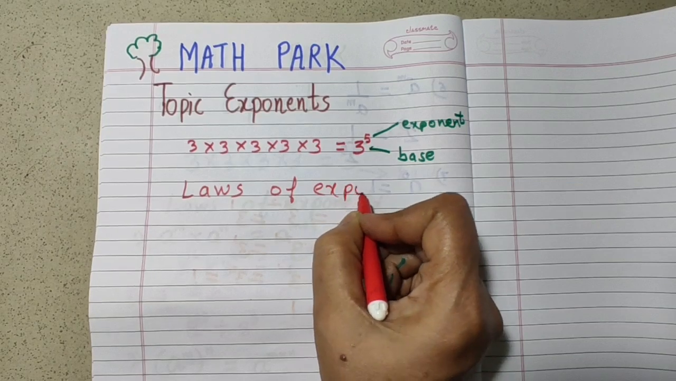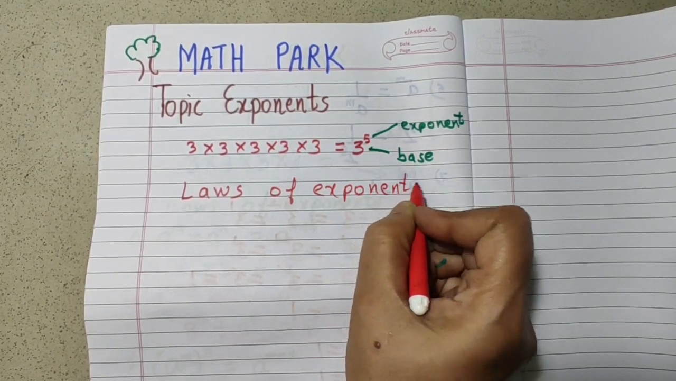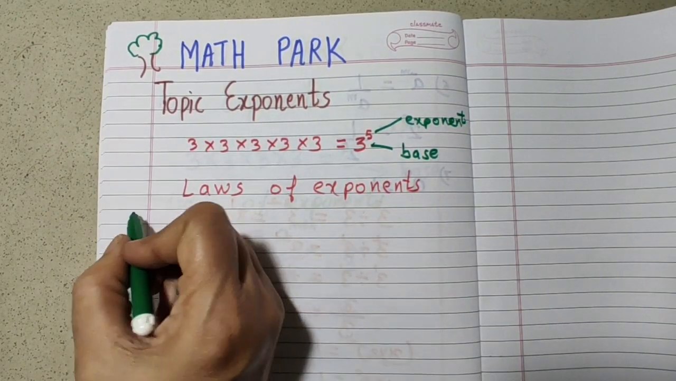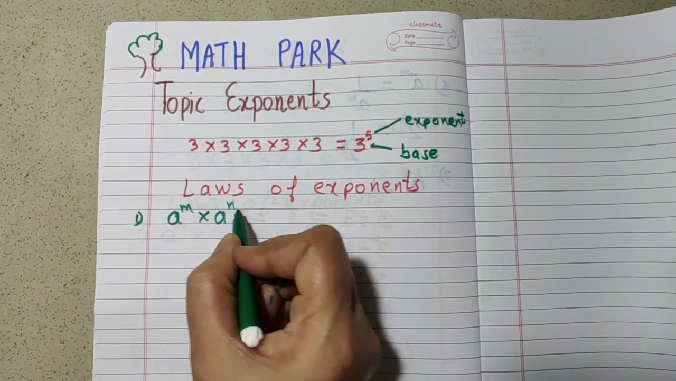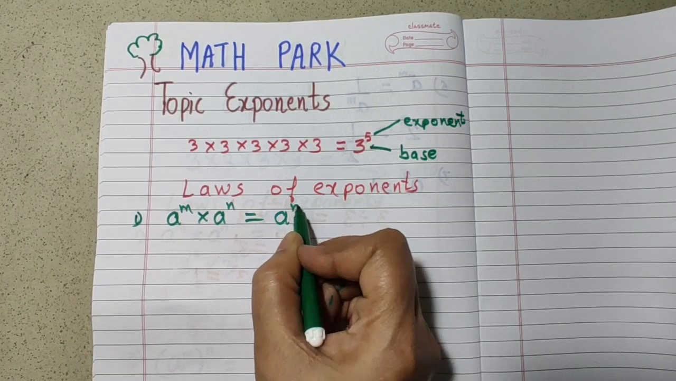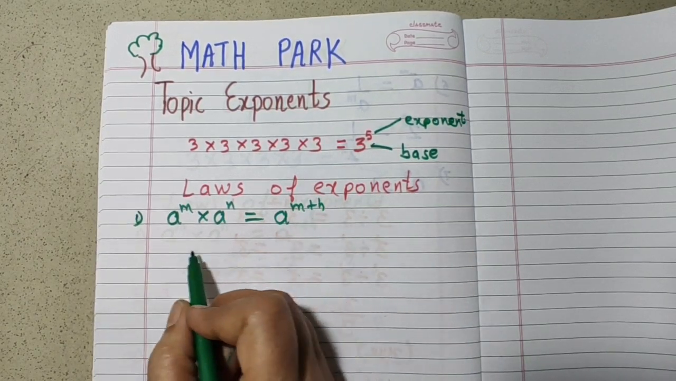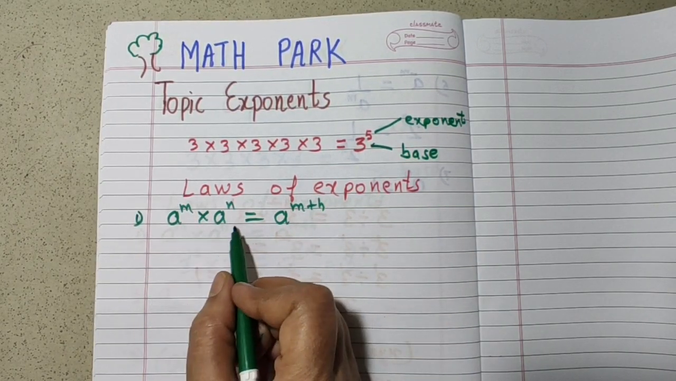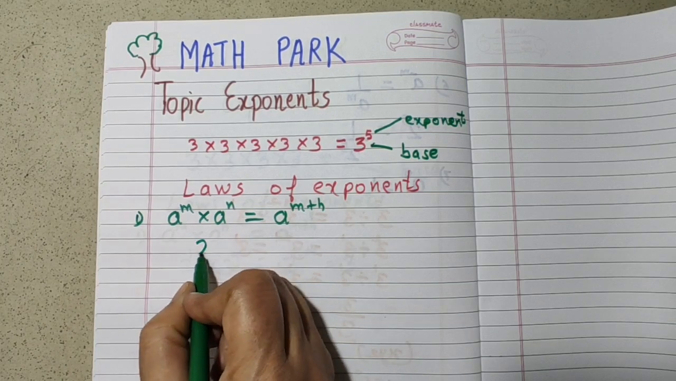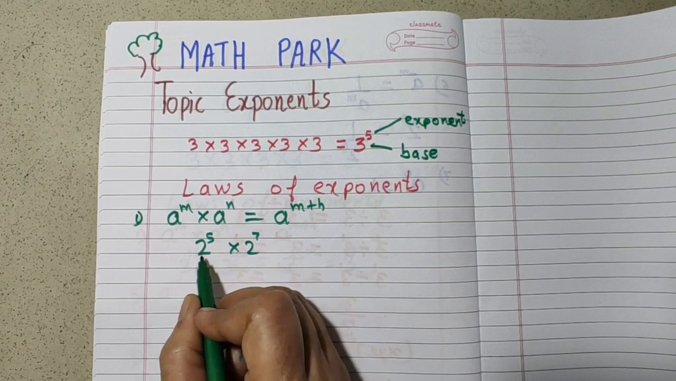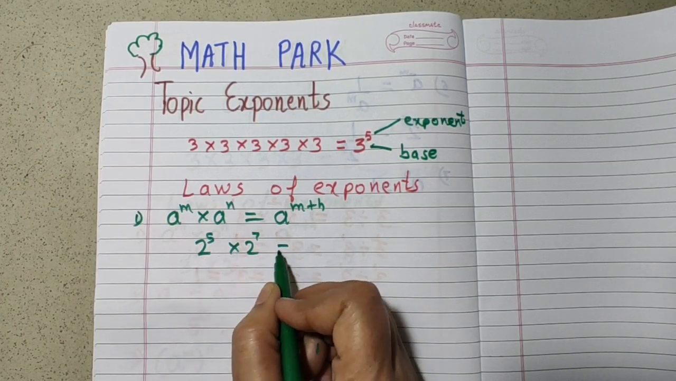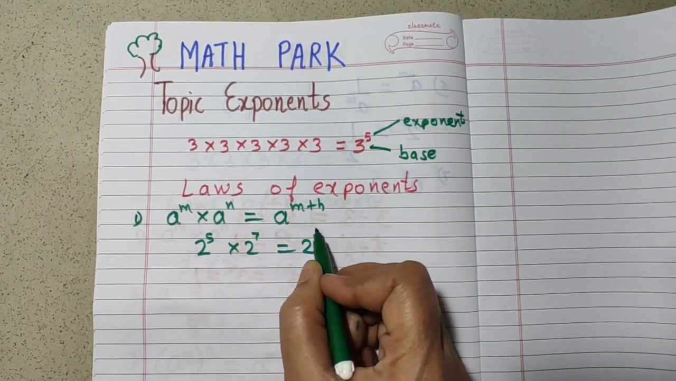The first law: a raised to m into a raised to n is equal to a raised to m plus n. That is, when we multiply two numbers with the same base, we simply add their powers. So 2 raised to 5 into 2 raised to 7 is equal to 2 raised to 5 plus 7, which gives 12.